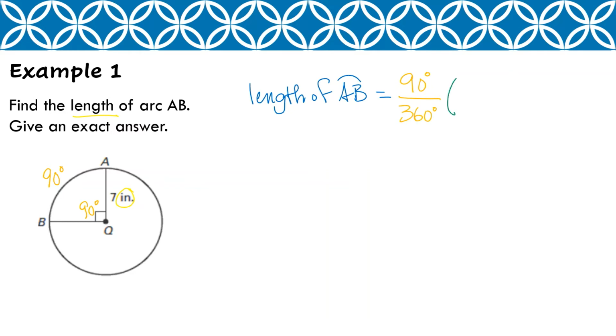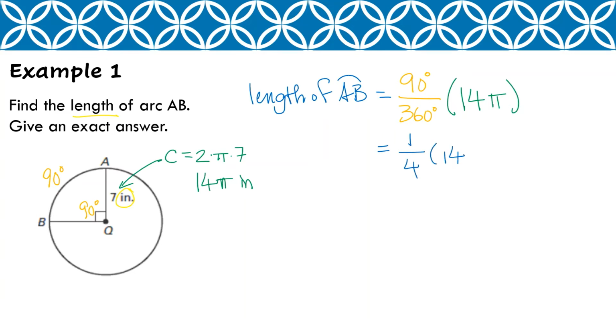of the circumference. Now we have to find the circumference. Since we're given the radius, I will use 2 times pi times r. My circumference is 14 pi inches. Let's calculate the fraction of circumference. This fraction can be reduced, and then I can multiply and reduce.